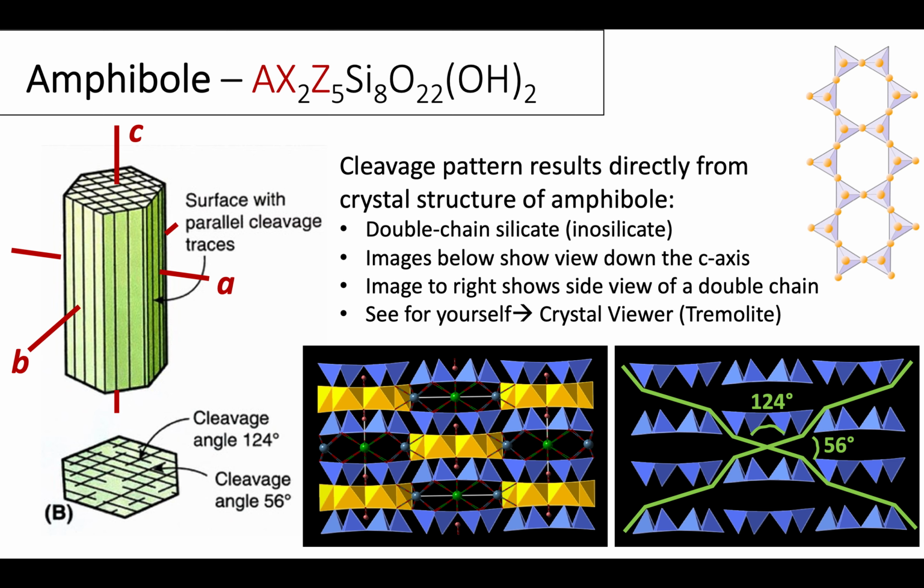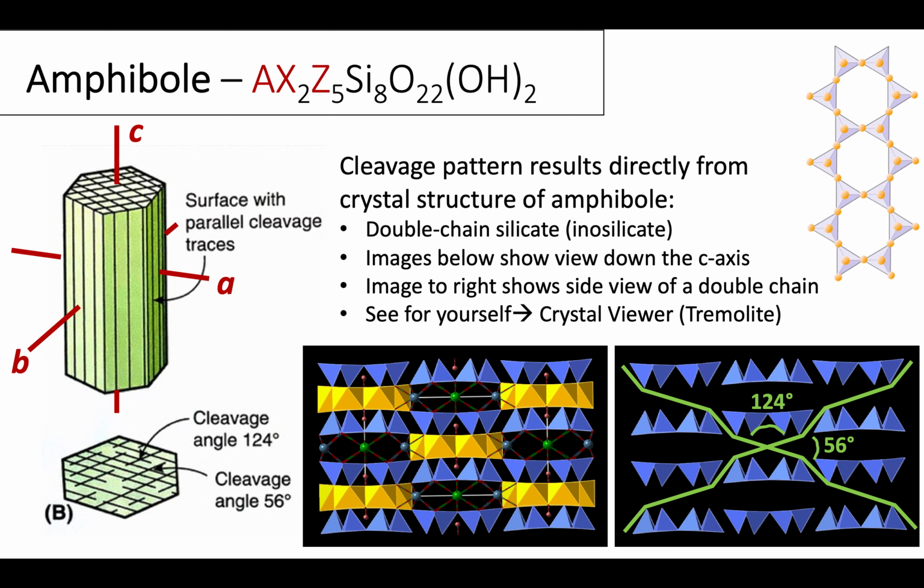If we were looking straight down on this chain, on the end of this pull and peel Twizzler, we would see 4 tetrahedra. So we'd see a 1, 2, 3, 4 tetrahedra wide chain when we're looking straight down. And so that's what we're looking at here in these crystal viewer images. So each of these blue sets is a double chain, a single double chain.